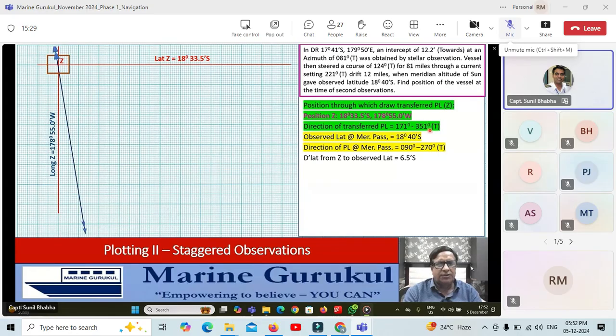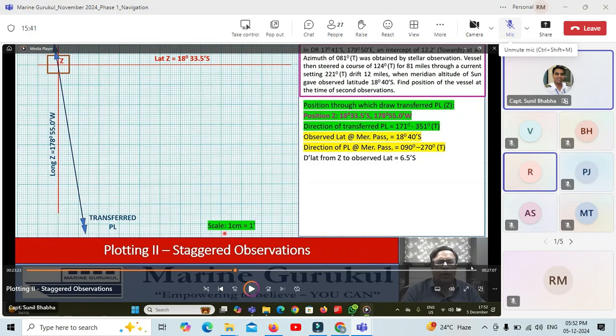We are all conversant with this part. So there comes the transferred PL with two arrows at each end. Now we choose a suitable scale. Okay. So beta, the transferred PL is there in the plot. Any doubts up to here? Very good, beta. Great.